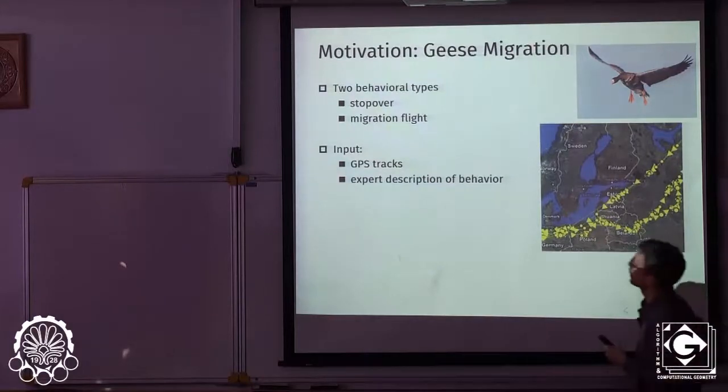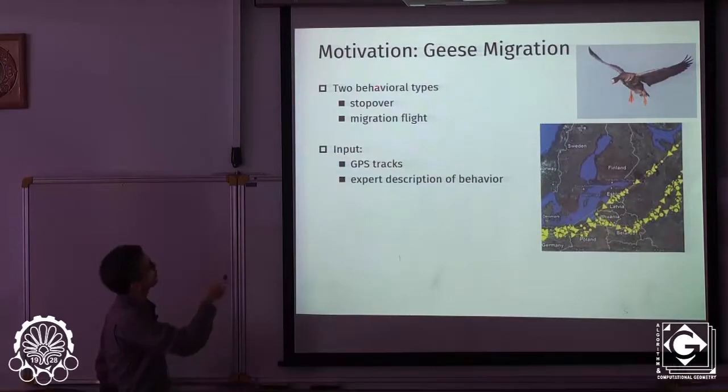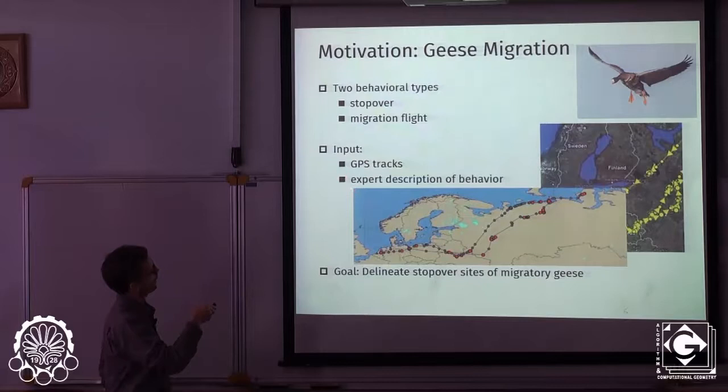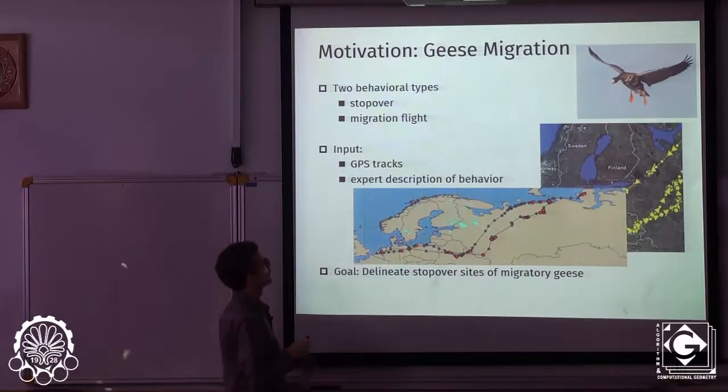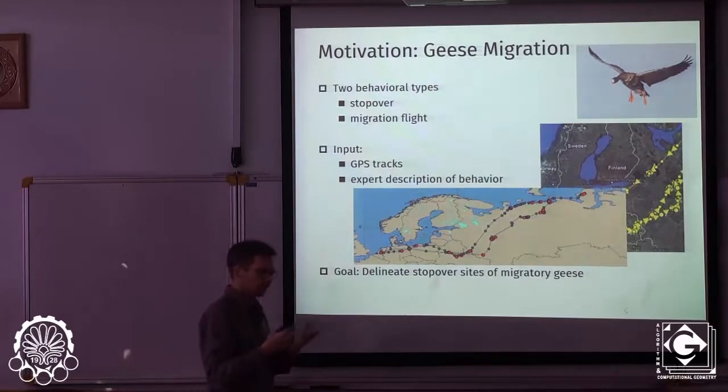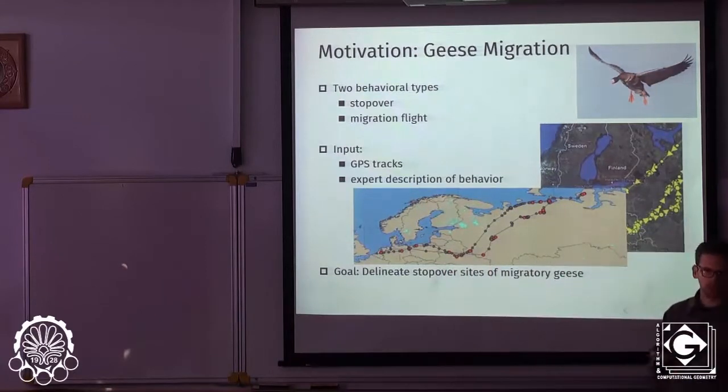So here's once more the motivation of geese, and here there are two behaviors, stopovers and migration flight. And the goal is to find the stopovers. With the data, we also had an expert description of the behavior, a description of what a stopover looks like. The description for a stopover was simply that a goose would stay long enough in a certain area, and that area wouldn't be too large, which you can describe in terms of overall area or radius of movement. Migration flight is continuous flight over long distances, so that is also fairly easy to describe in terms of its geometry. You can say that the angular deviation is low, and you can also say something about distance traveled. So this is actually a simpler behavior to describe.